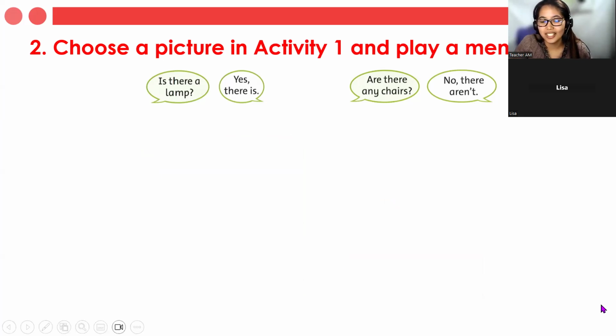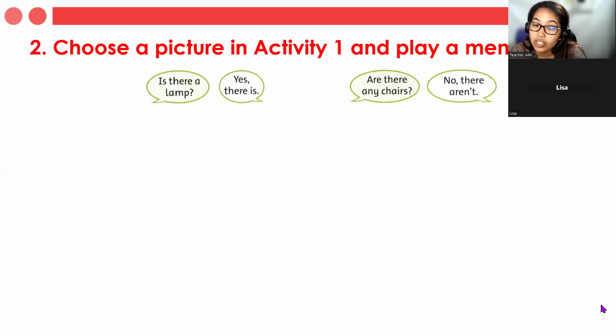Okay, now listen carefully. Let's talk about the first picture. Are there two chairs in the first picture? Yes. Yes, there are. Very good. So I encourage you to answer in a complete sentence. Yes, there are. Yes, there is. No, there isn't. No, there aren't.